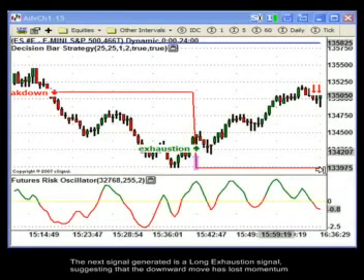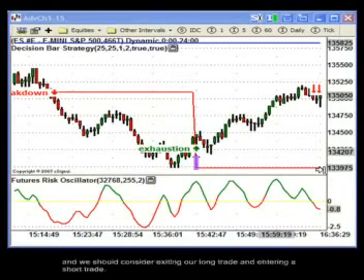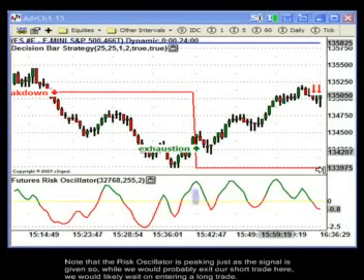The next signal generated is a long exhaustion signal, suggesting that the downward move has lost its momentum and we should consider exiting our short trade and entering a long trade. Note that the risk oscillator is peaking just as the signal is given. So, while we would probably exit our short trade here, we would likely wait on entering a long trade.